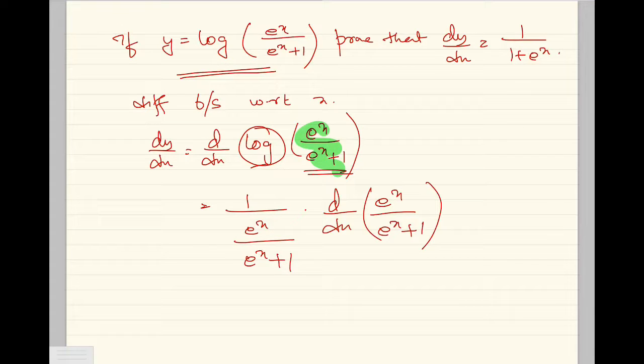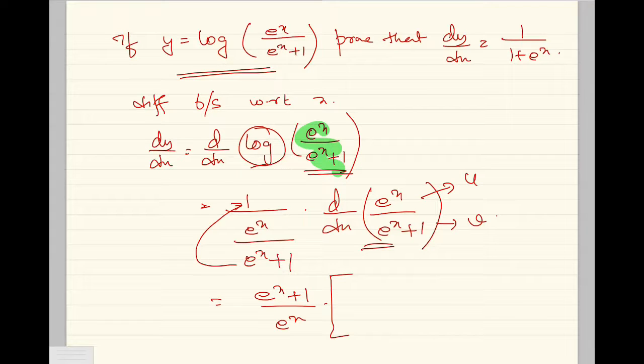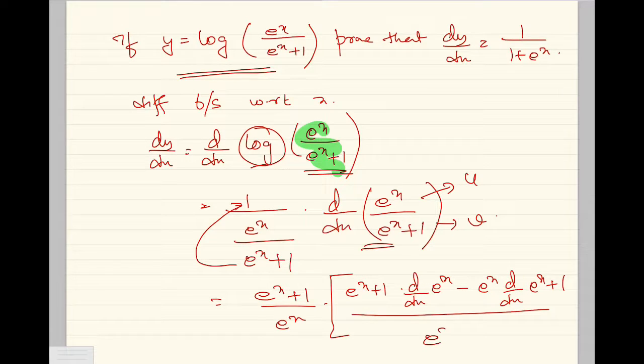Correct, everyone? Okay, so that gives me, this flips and moves up. You know the rule, e^x plus 1 over e^x. And now how would you do this? Do not forget the basics. This is to be done by quotient rule. This looks like u, this looks like v. So you know the quotient rule: second, that's v, e^x plus 1, into d/dx of first, that's e^x, minus first into d/dx of second, e^x plus 1, divided by second whole square. Correct, everyone? That's how it is supposed to be done.